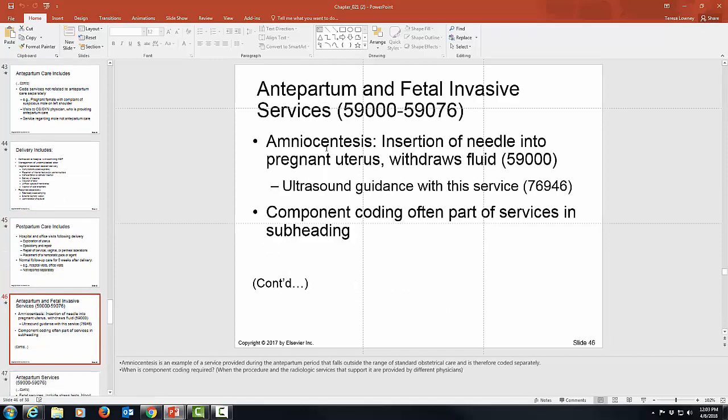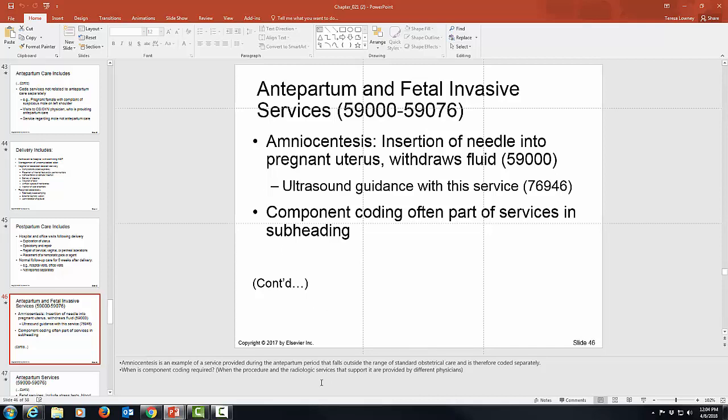Antepartum and fetal invasion services, 59076. So an amniocentesis, on page 587 of your textbook, it talks about inserting the needle into the pregnant uterus and withdrawing fluid. Ultrasound guidance is used with this service. Remember, a modifier 26 may be required, depending on where the service is performed and who owns the equipment.